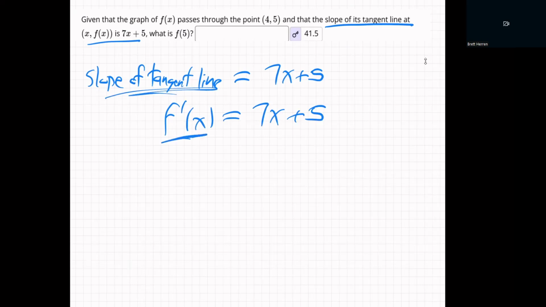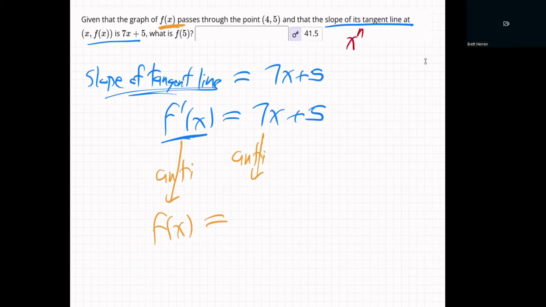Well, they want me to find f of x. So that's an antiderivative step, isn't it? Because I'm taking off a prime. This has got a prime, I'm taking it off. I'm doing the antiderivative. So what's the antiderivative? Remember how the antiderivative works?